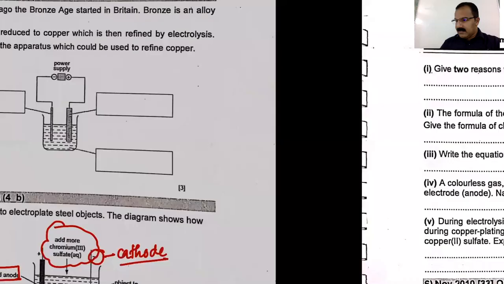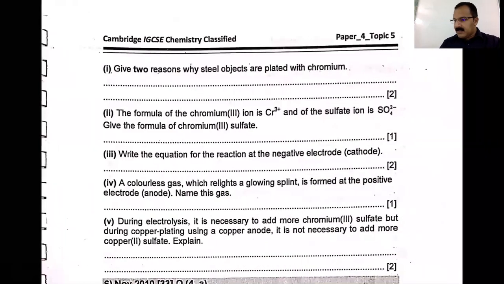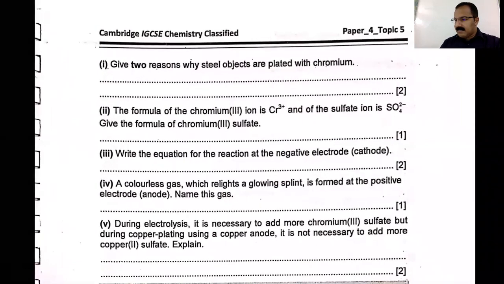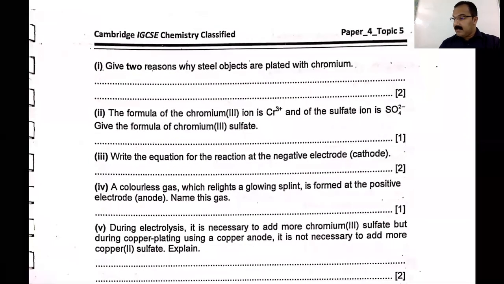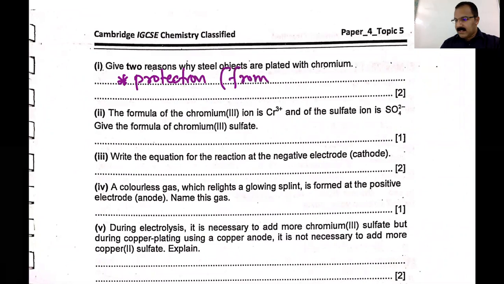All right, now the question is, give 2 reasons why steel objects are plated with chromium. Why do we plate? First one, protection. That is protection from rusting. Second one is decoration.